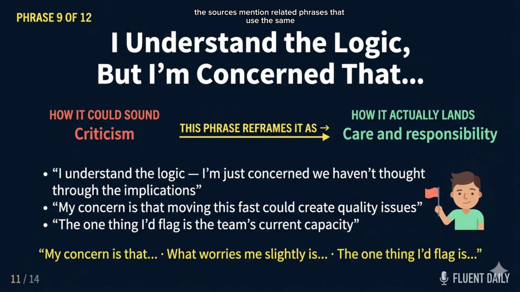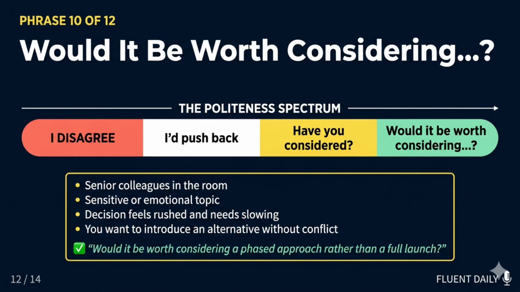The sources mention related phrases that use the same protective framing, too, like, my concern is that, what worries me slightly is, or the one thing I'd flag is. Right. Framing it as a concern shows you are deeply invested in the outcome. Now, if you are in a situation where you need to be maximally polite, you escalate to phrase 10. Would it be worth considering? Would it be worth considering a phased approach rather than a full launch?